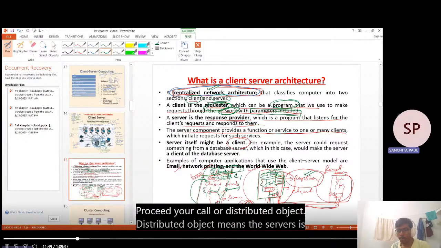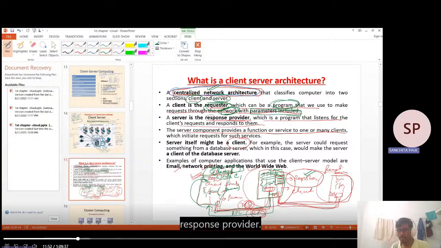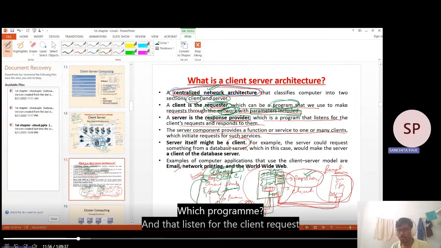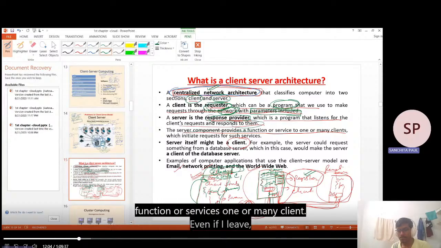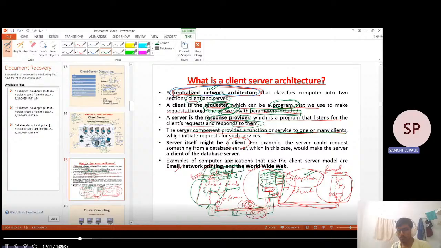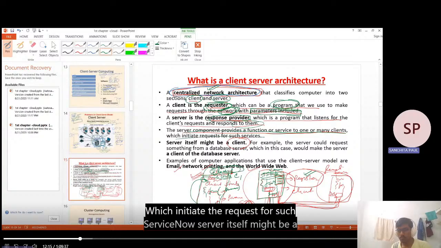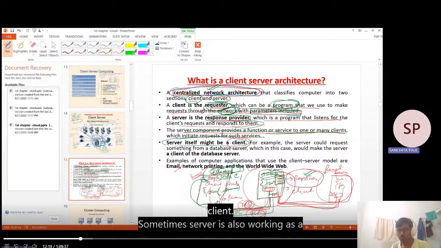Distributed object means you go a little further down. The server is the response provider. This we have already seen. It is the program that listens for the client requests and responds to them. Sometimes a server component provides a function or services to one or many clients. I already told you this, that is why it maintains a registry. Now the server itself might be a client. Sometimes the server also works as a client.